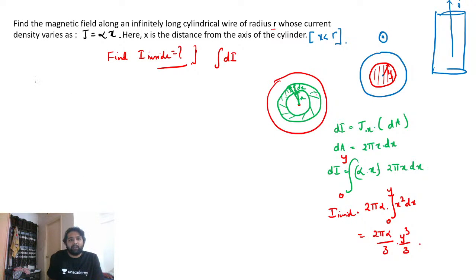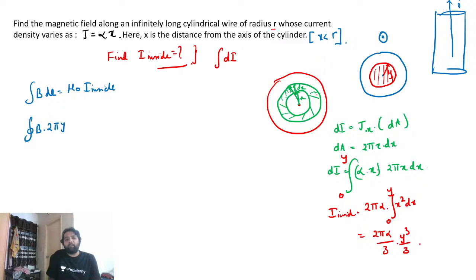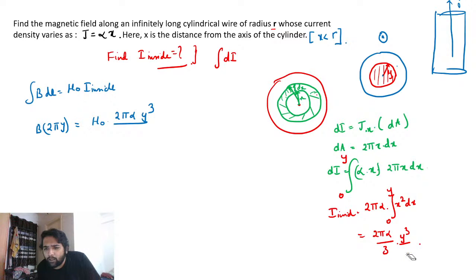Original equation क्या है? Integration of b dot dl is equal to mu naught into I inside. So integration of b into 2 pi y, क्योंकि इसका टोटल लेंथ y है ना, अगर ये y है तो टोटल लेंथ will be 2 pi y. b into 2 pi y will be equal to mu naught into 2 pi alpha y cube by 3. अच्छा, b कितना हुआ इसका, mu naught, तो 2 pi कट गया, अल्फा इंटू वाई स्क्वायर.